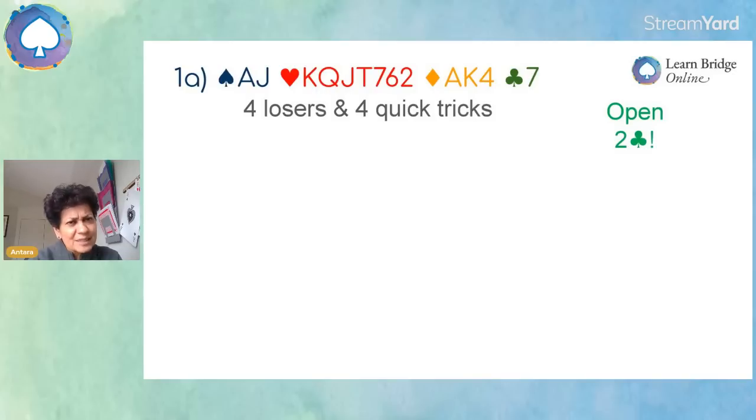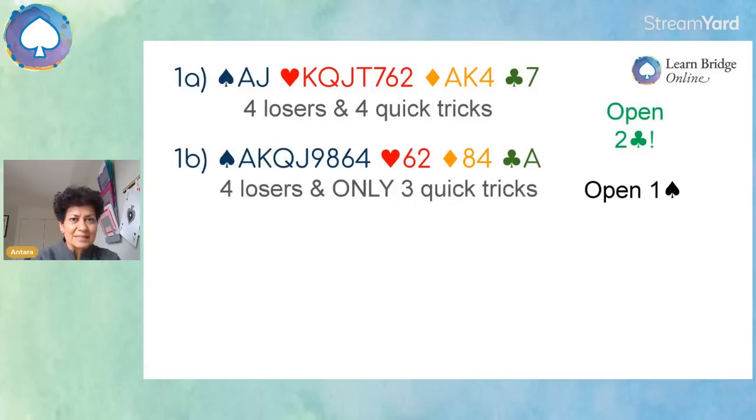Let's have a look at our point count. Is this 22 plus points? It's got 5, 8, 9, 10, 11, plus 7. We've only got 18 points. We might even have wondered whether we should open this 1 heart. No, it's a really strong hand. So we're going to go ahead and open this 2 clubs.